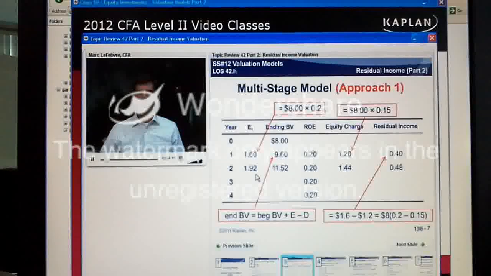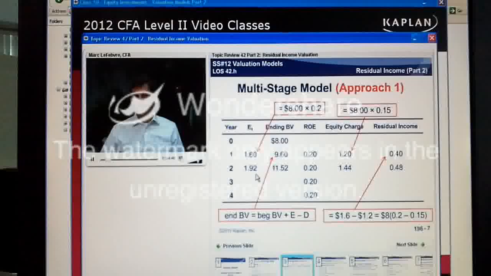The second year, we're going to take the $9.60, and we're going to hit it with the 20% ROE. When we do that, we get $1.92. 96 cents times 2 is 8 cents less than $2, or $1.92. So our earnings estimate in year 2 is $1.92. If we take the beginning book value in year 1, add $1.92 of earnings in year 2, then our book value at the end of the year, since we pay no dividends, should be $11.52.